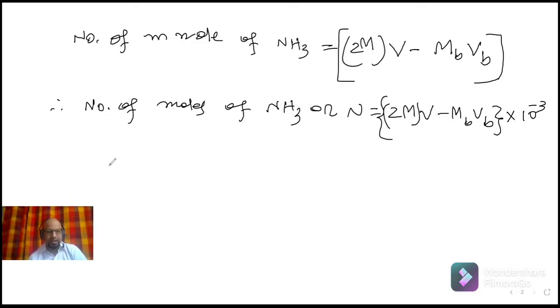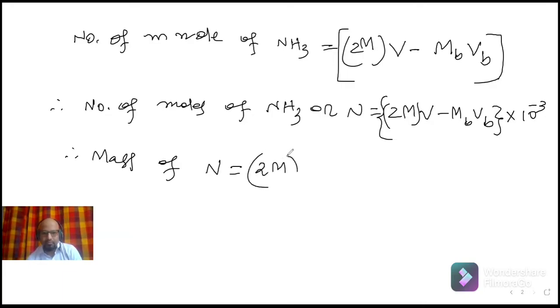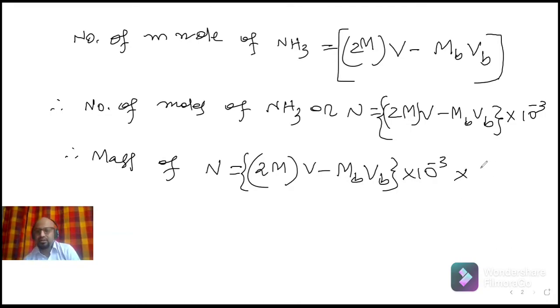Now if you want to calculate mass, therefore mass of nitrogen is equal to the moles into atomic mass. Simple. So 2m into V minus MbVb into 10 to the power minus 3 into what is the atomic mass of nitrogen? 14 gram. So this is the total mass of nitrogen you have calculated.